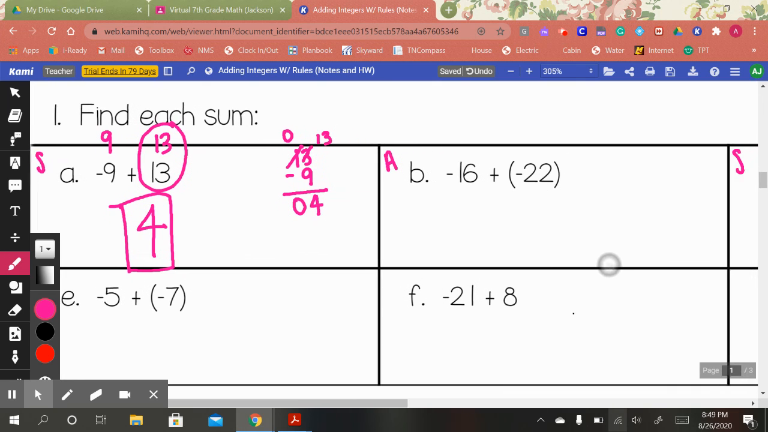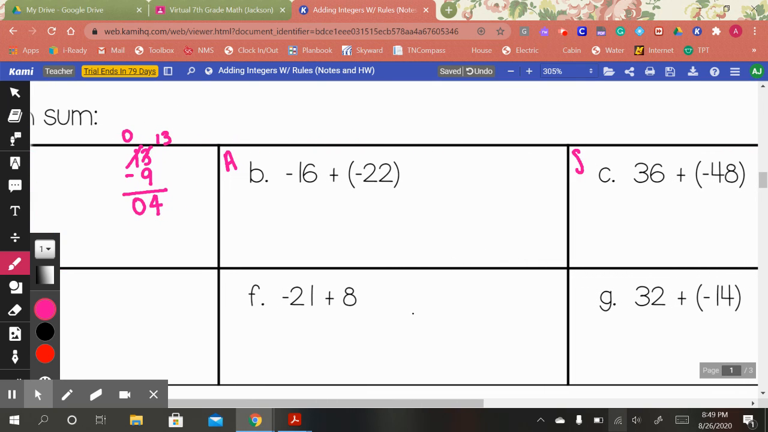All right, let's look at example B. -16 plus -22. They are same signs. We already said we would add them, so we're going to add them up. 16 plus 22. 6 plus 2 is 8, and 1 plus 2 is 3. So I have 38. And then if you go back up to your rules, it says that we're going to add, and then we keep the same sign. And since both of these are negative, that means that my answer will in fact be negative. Add and keep the same sign.